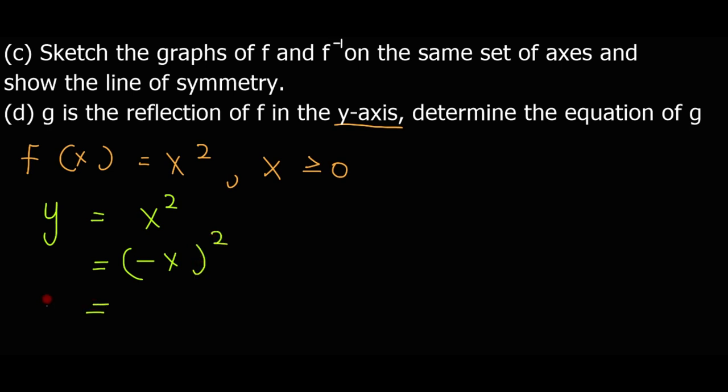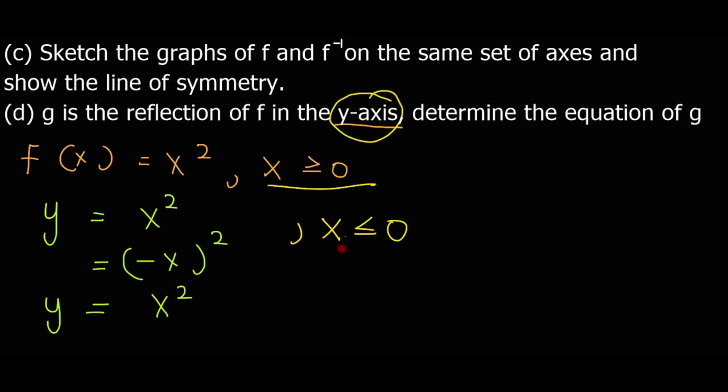So, y equal to x squared. But remember, our domain will change because the variable is on the y axis. Let's say our x values are negative. So our domain is x less than or equal to 0, because now the x values are negative.